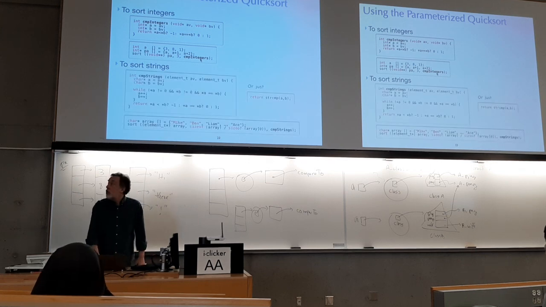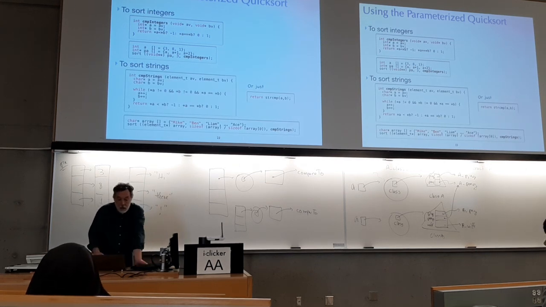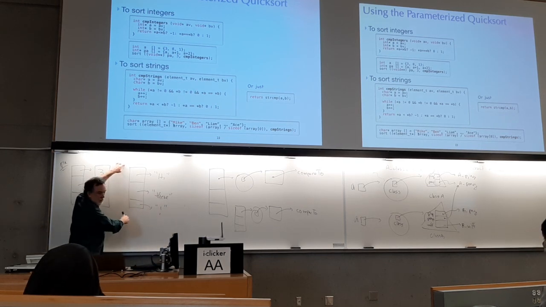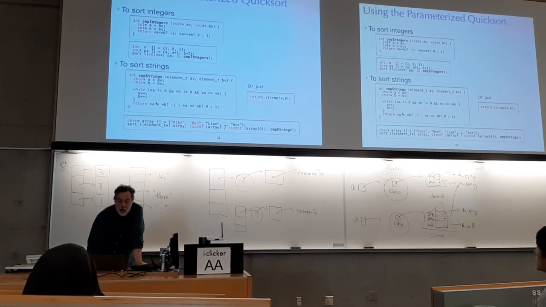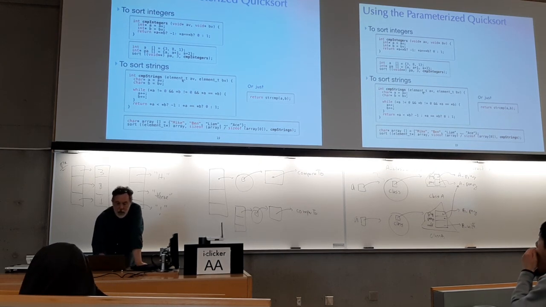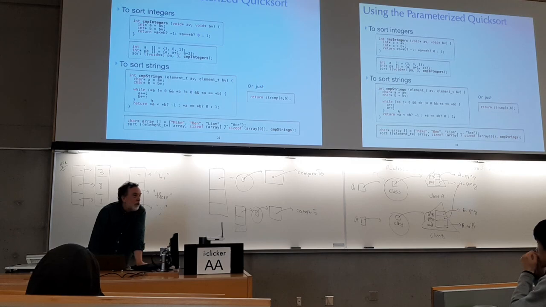Now, if I wanted to sort an array of strings, all I've got to do is, here's the array of strings, so that's this thing. I write a function that compares strings. This element t, we'll talk about next time, it's just void star. Type that void star. And this is the code that will compare two strings.